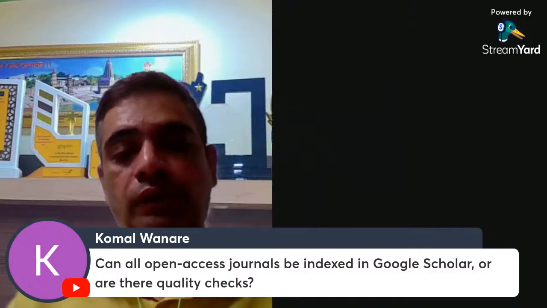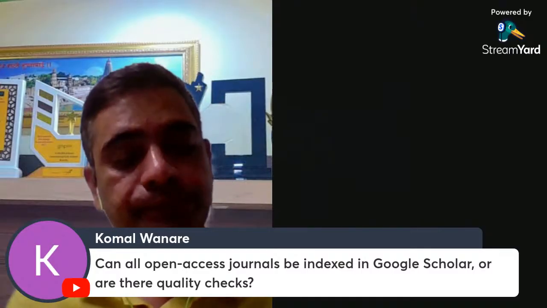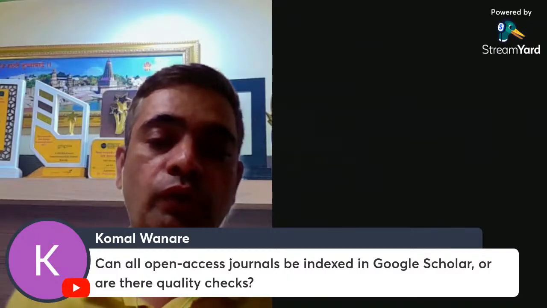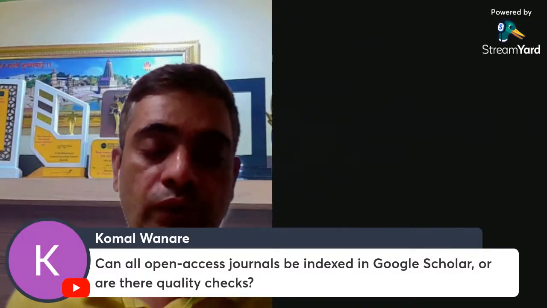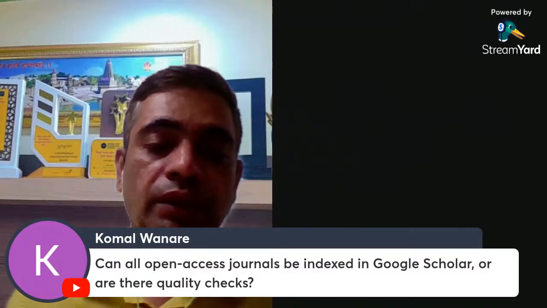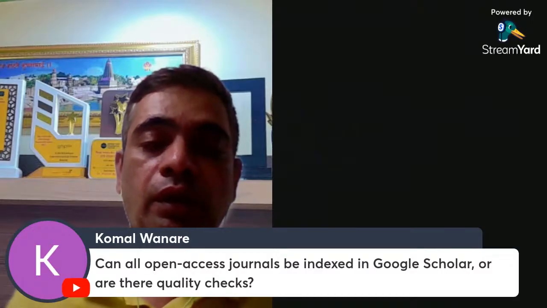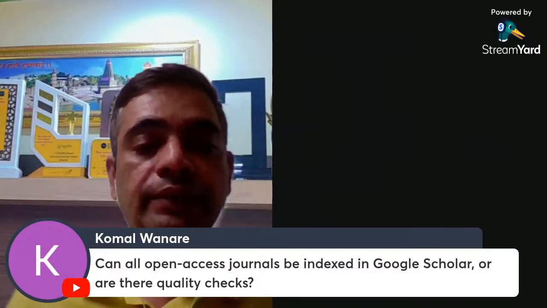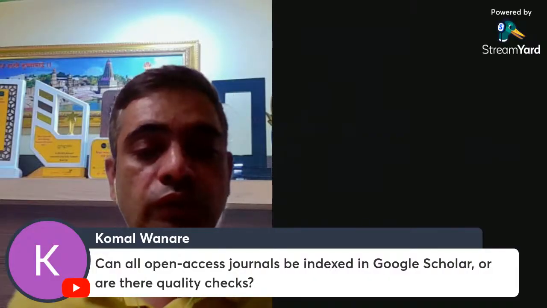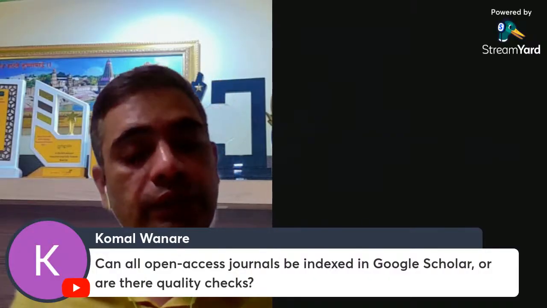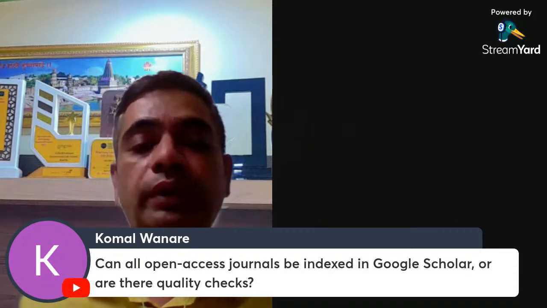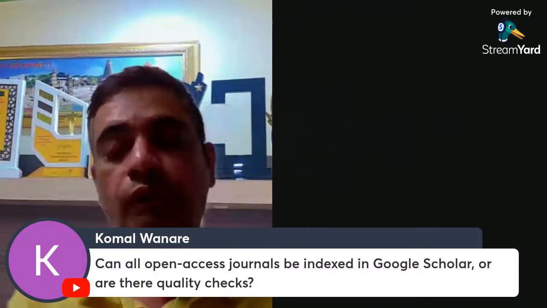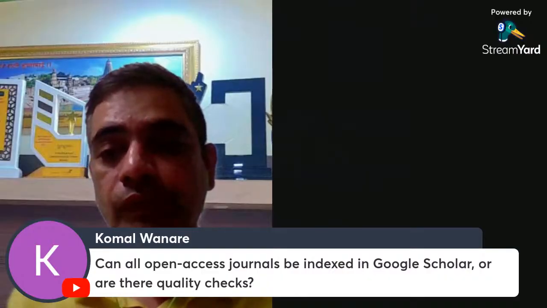Just to add to this, open access journals can decide whether they want to be indexed in Google Scholar or not. Majorly, new journals coming from any new publication, if they are open access, normally go and index in Google Scholar. There is a quality check from Google Scholar, but they do allow indexing for new journals.